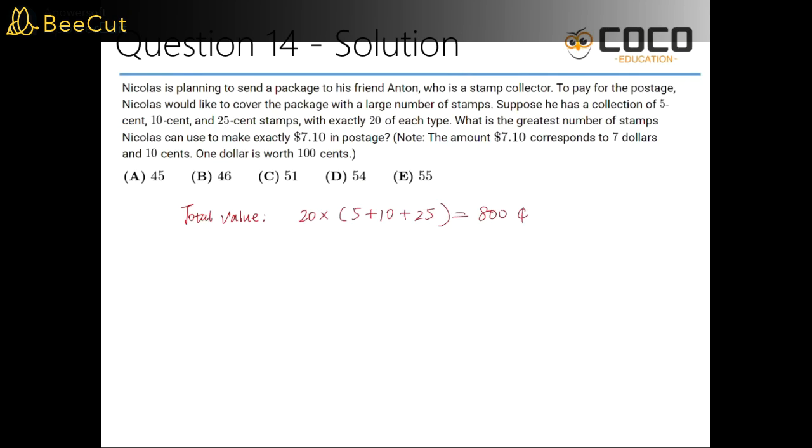Now the postage is $7.10. Converted into cents, this is 710. So we check those that's not used. That's 800 minus 710. So 90 cents is not used. Now, if we want to use the greatest number of stamps, so for those that's not used, we have to choose the least number.